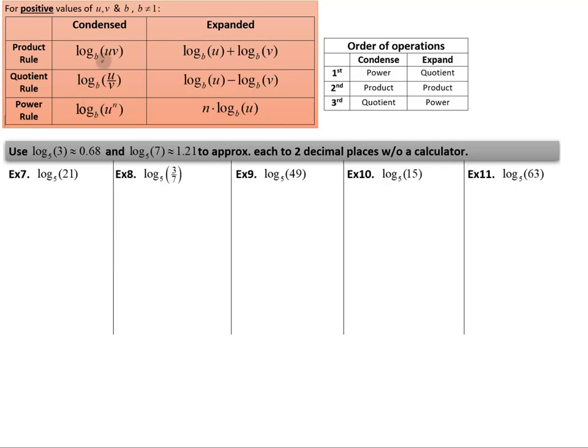So we're going to be able to use our rules here. And I know the numbers I can work with are 3 and 7 in base 5. So I'm looking at the number 21, and that's 3 times 7. So what if I rewrote 21 as 3 times 7? Well, if we have things multiplied, we can expand them out with our properties of logs. There are 2 logs being added together: log base 5 of 3 plus log base 5 of 7.